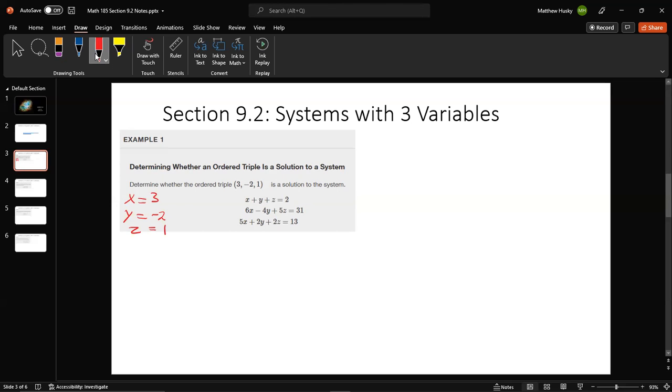And when you plug it in, all equations must be true. If only one or two of them work, it is not good enough. Just being true for one or two of the equations is not sufficient. All three of them have to work for all three values.